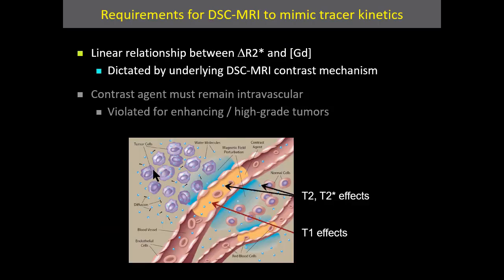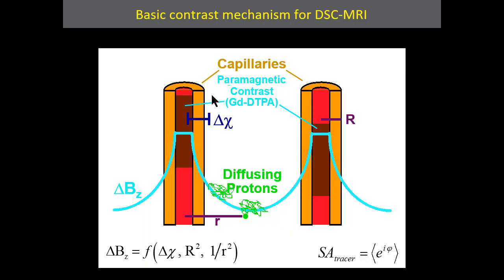So there are two requirements for this methodology to work. The first is that there's a linear relationship between the change in relaxivity and concentration of contrast agent. And this motivates an understanding of the underlying DSC-MRI contrast mechanism. Intravascular contrast agent creates a susceptibility difference between the intra and extravascular space, and this creates magnetic field gradients that depend upon the susceptibility difference delta chi, the size of the vessel r, and distance from the vessel. And as protons diffuse through these spatially variant magnetic field gradients, they lose phase coherence, leading to signal loss.